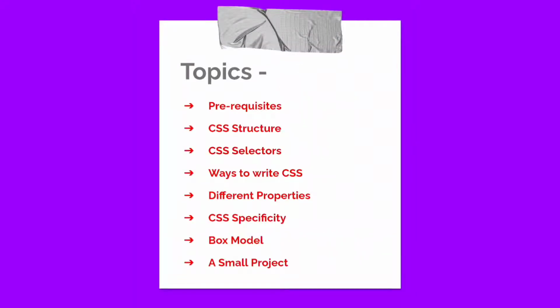So let's see what topics we're going to cover in this video. The first one is prerequisites for learning CSS, then CSS structure, then CSS selectors, and then we'll see the different ways to write CSS. Then we'll look at some examples of the different properties. Then we'll talk about CSS specificity, then the box model, and then we'll do a small project based on CSS.